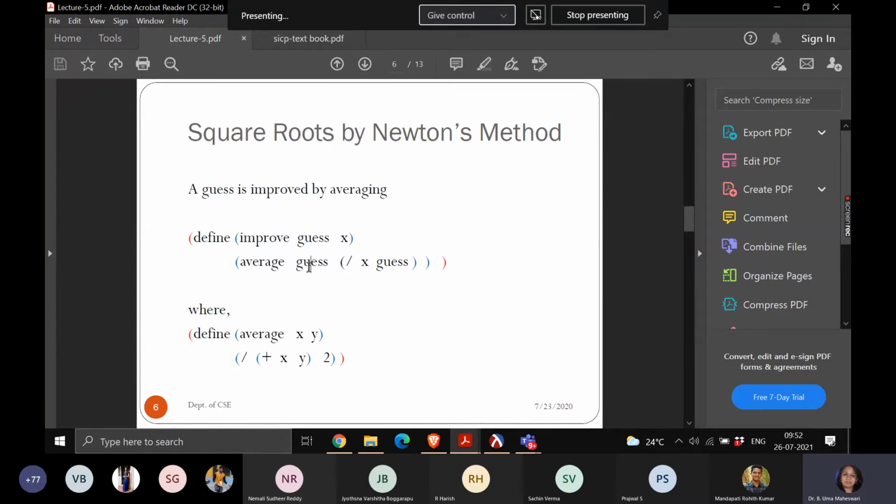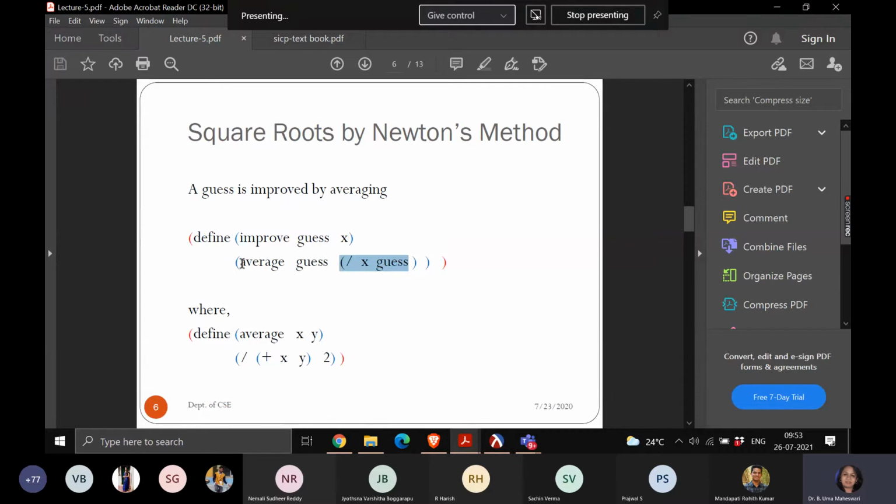How will you improve? Improve is by the average of the guess and x divided by guess. I think you understood, right? x divided by guess, and then guess. The average of these two values will be the next guess value.